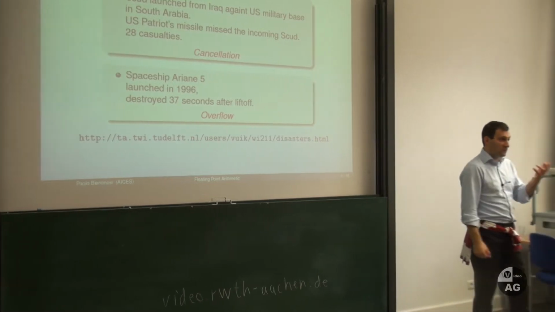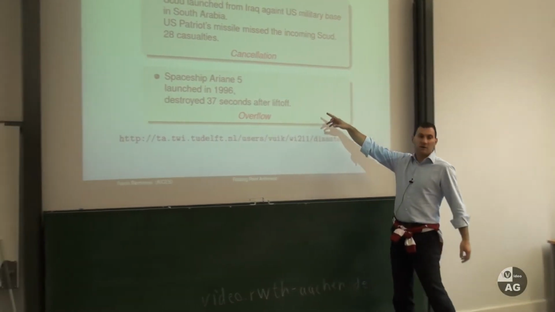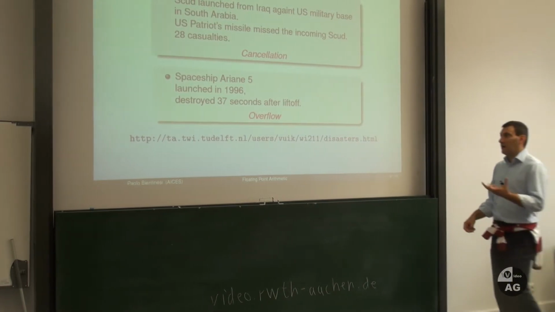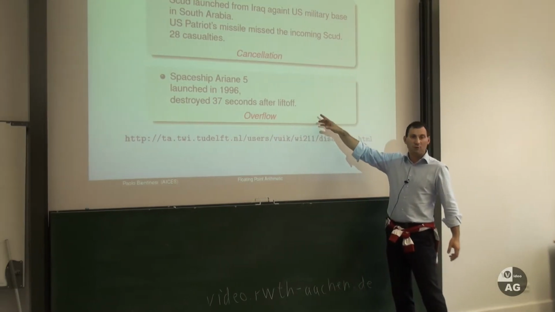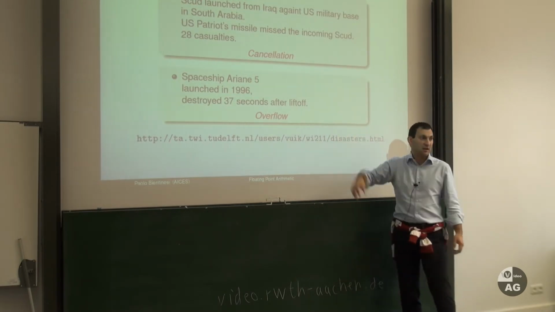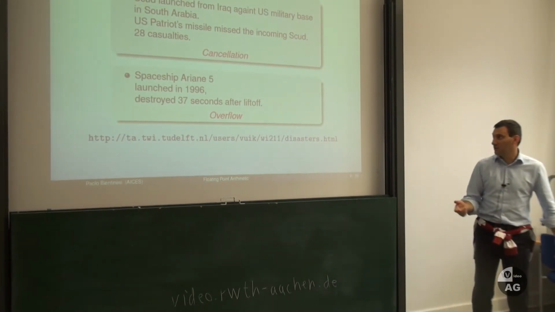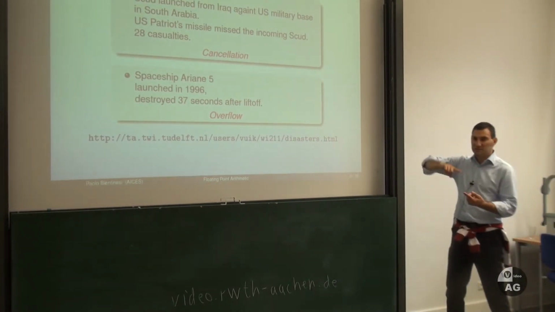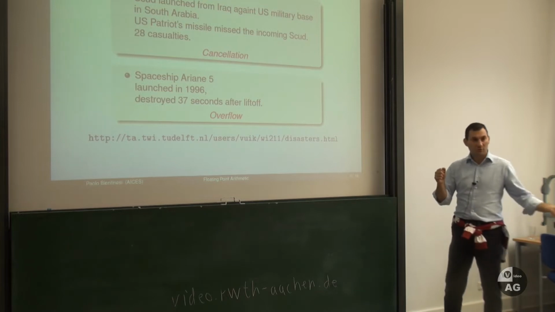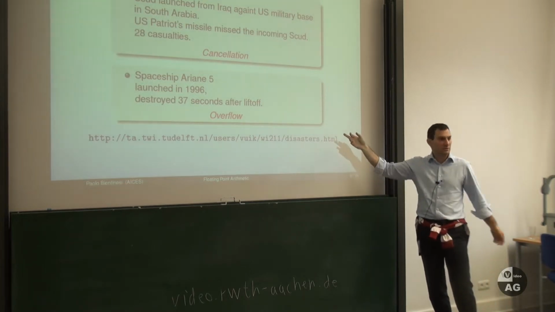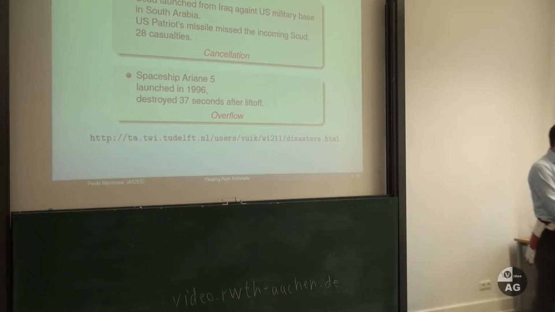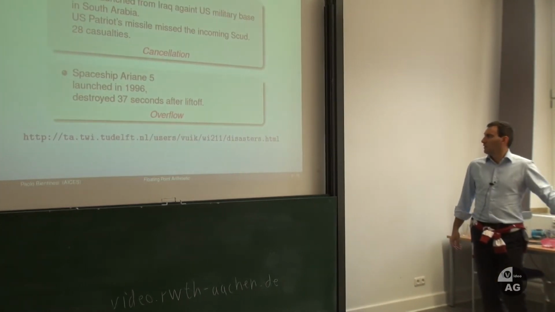One piece of software was taken from spaceship Ariane 4, which used fixed arithmetic. Ariane 4 was a much less powerful spaceship than Ariane 5. Now they used the same software on Ariane 5. Ariane 5 had a much more powerful engine that caused an overflow, and then the second software, the one on board that was supposed to take over and control the flight, just inherited an overflow from the first software, and it caused the crash. So my student will present this next week.